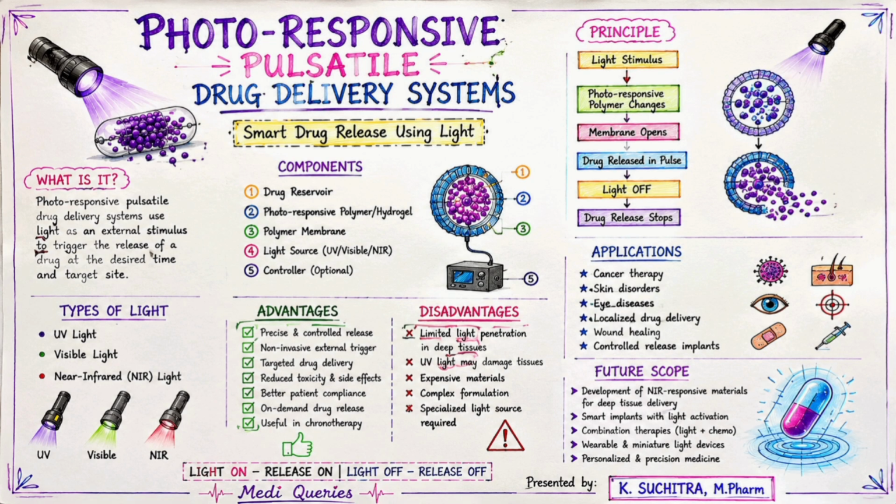Draw 5 small pictures of drug loaded, light applied, membrane opens, drug released, and light off. All these things in the how it works section, and use simple icons for cancer therapy, eye diseases, wound healing, and targeted drug delivery. Write only 4 to 5 key points in the applications and advantages sections. Okay, so use yellow or purple for the light rays, use purple for the drug particles, and use green arrows to show the process, and keep the text short.